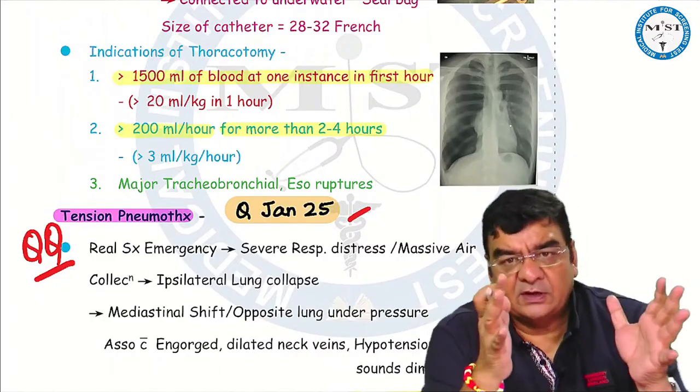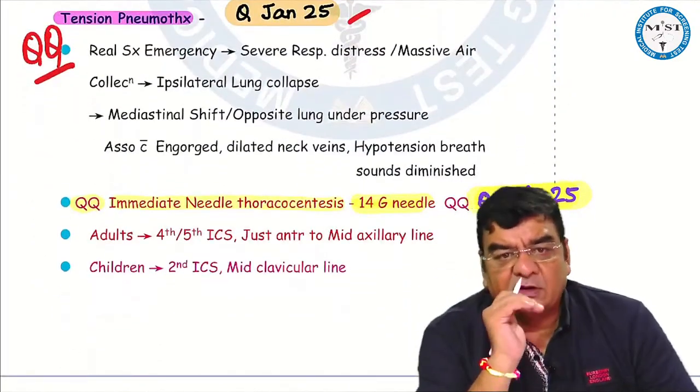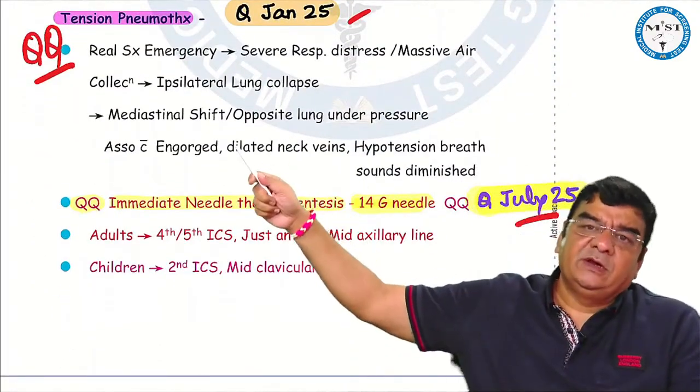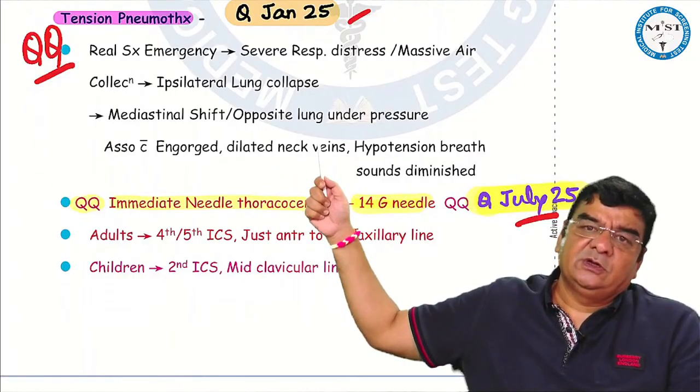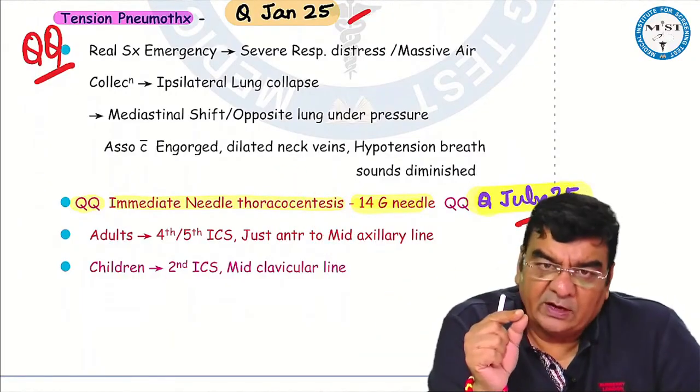Suppose there is massive air collection in the pleural cavity, which is not only causing ipsilateral lung collapse, but it is also causing mediastinal shift, which is putting pressure on the other lung. Both the lungs are getting collapsed, patient will die very quickly.